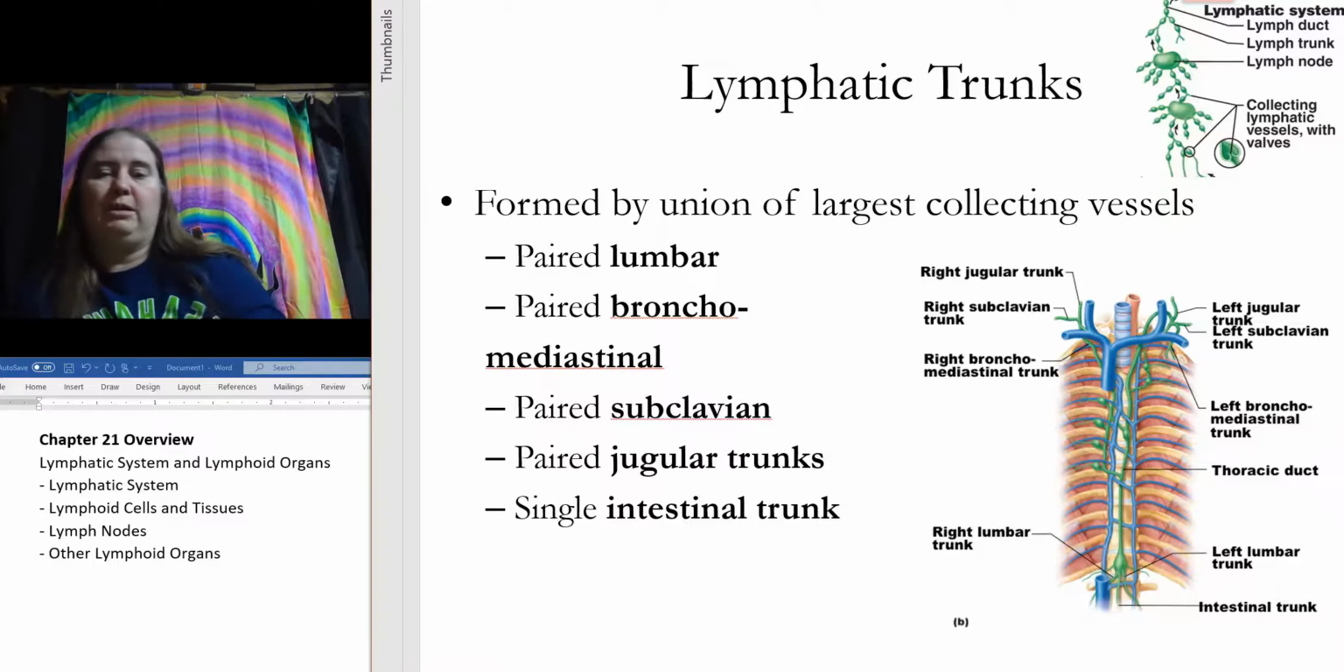They'll either dump into the right lymphatic duct, and this basically is going to have lymph from the right upper arm and right side of the head and thorax. The rest of the body will dump into the thoracic duct. Okay. Now, each one of those will empty its lymph into venous circulation at the junction of the internal jugular and the subclavian veins on both sides of the body. And we can see that here.